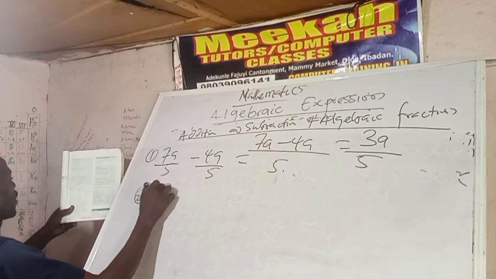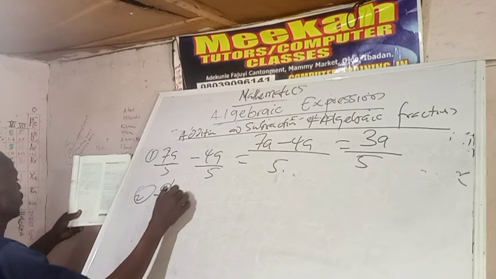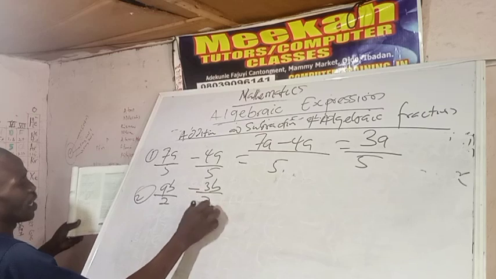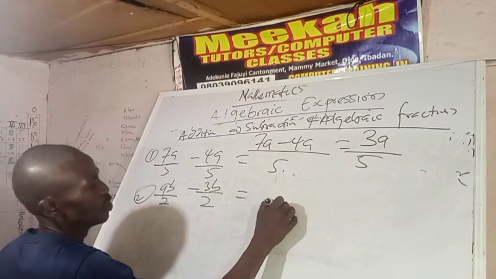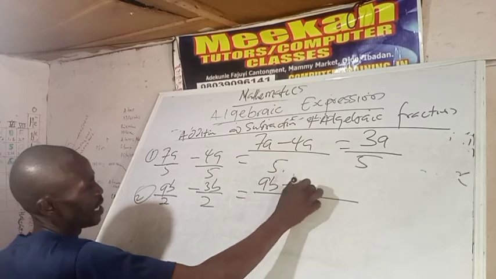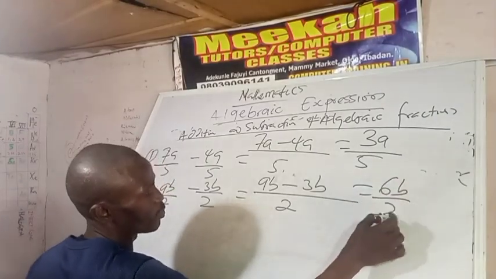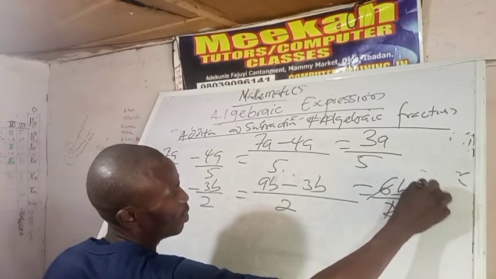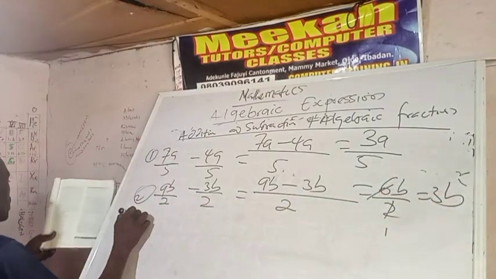What if you have 9b over 2 minus 3b over 2? They have a common denominator, so you write 2 and you rule it. They become 9b minus 3b. Don't waste your time. This will give me 6b over 2. 2 here, 1, 2 here, 3. We have 3b.